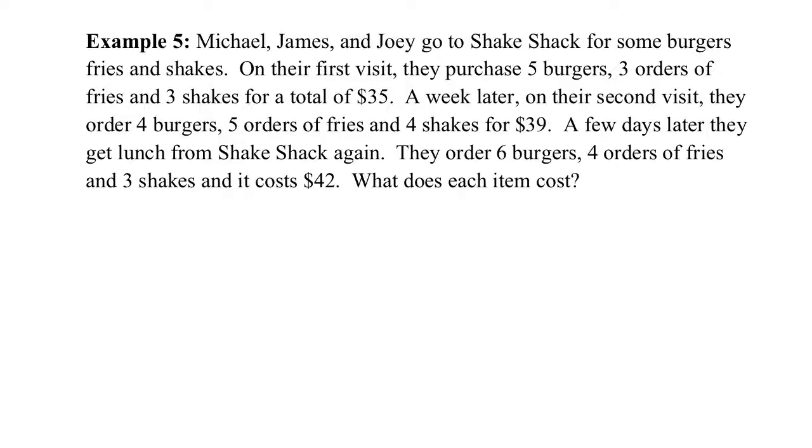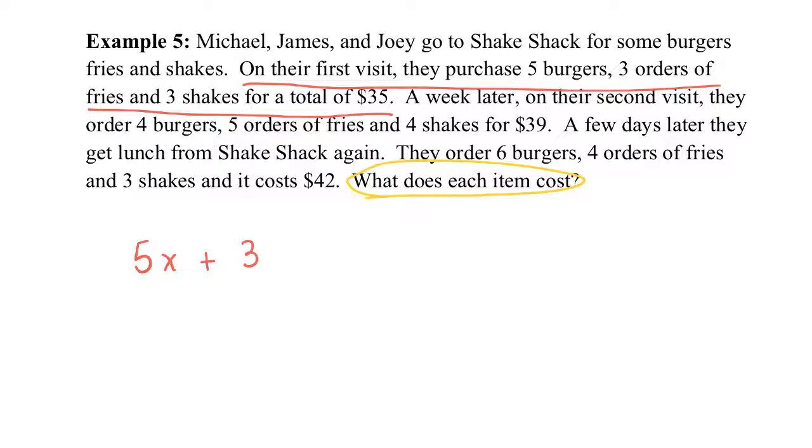So how would I represent with an equation what's underlined in red? And use the first letter or use X, Y, Z, it doesn't matter. The goal is to figure out what each item costs, right? So we know that those are going to be our three unknowns. How would I write the first one? Go ahead. 5x, 5 burgers, plus 3y, 3 orders of fries, and 3z, 3 shakes, equals $35.